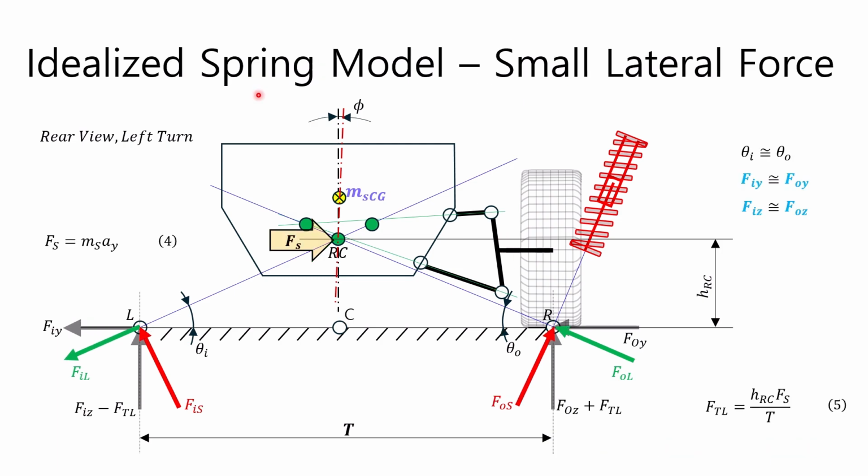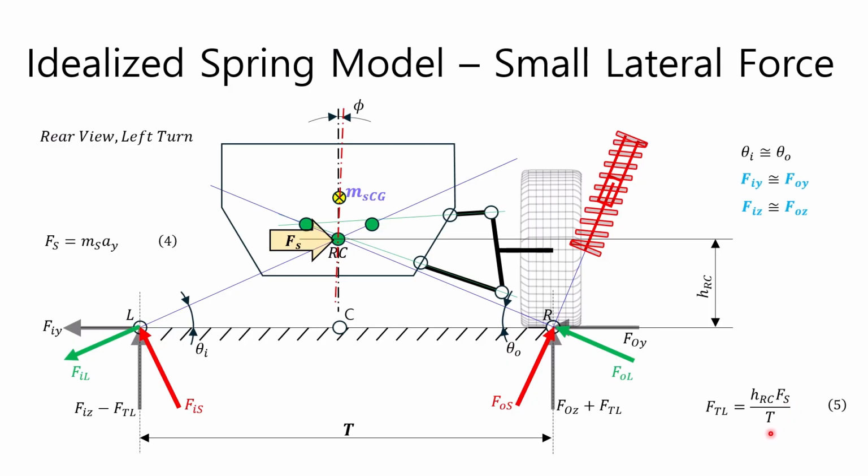First, let's review the idealized spring model when a small lateral force is applied. In the figure, Fs represents the lateral force caused by the lateral acceleration Ay acting on the sprung mass Ms, as shown in equation 4. In addition, Ftl represents the load transfer caused by the force Fs acting directly and laterally at the roll center height. The moment equilibrium equation at point C can be expressed as equation 5. Equation 5 expresses the load transfer Ftl in terms of the roll center height HRC, the lateral load Fs due to the sprung mass, and the track T.